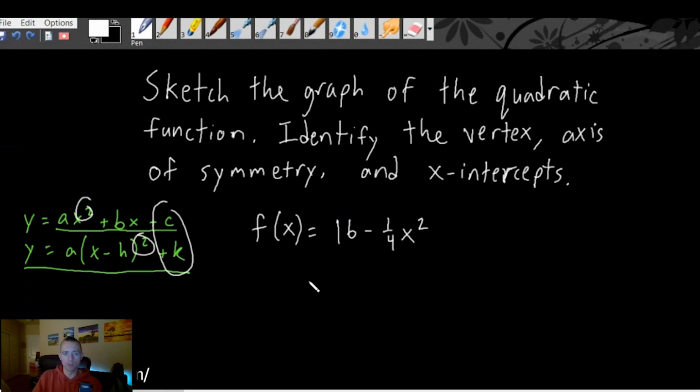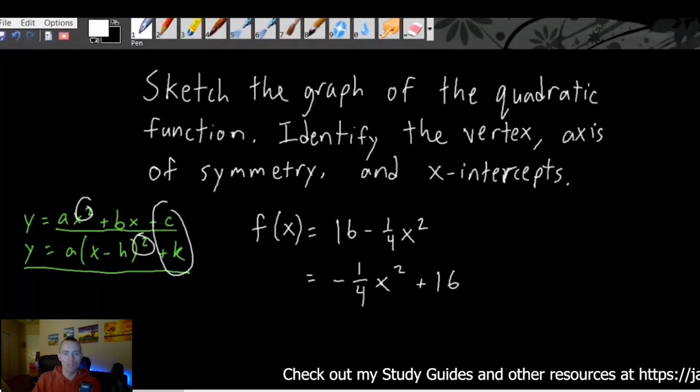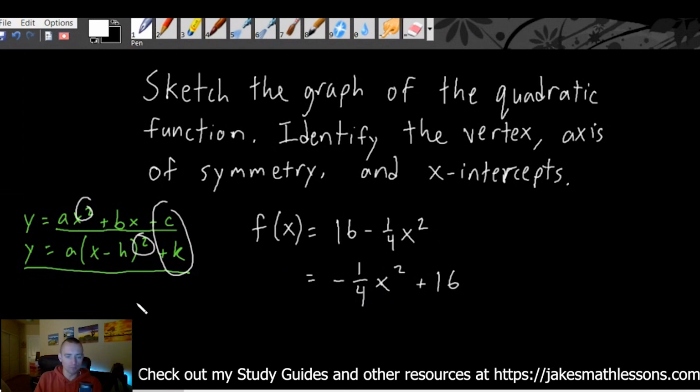Probably the best way to start would be to just rearrange these terms. We're not really changing the equation at all. We're just writing the addition of these two terms in a different order. So negative 1/4 x squared plus 16 is the same as 16 minus 1/4 x squared. And now we can compare this to either one of these two forms here.